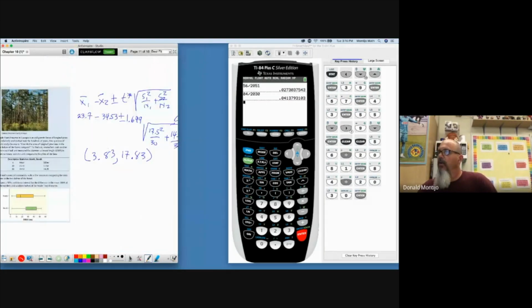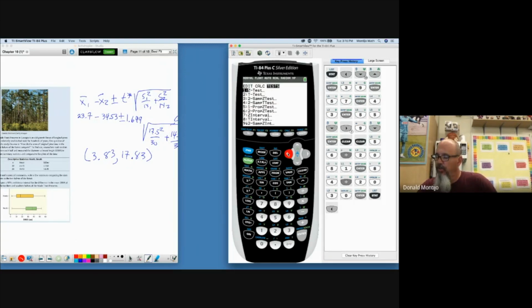Let's check it out. Remember that this is a 2-sample t interval. So stat, intervals are all in tests. Let's go down until we see a 2-sample t interval. There's a 2-sample t test, but we're making an interval, not running a test. Here's a 2-sample z interval. There's our 2-sample t interval. Do we have data or statistics? We do not have all the data from the trees in the list. So we need to tell the calculator we have statistics.